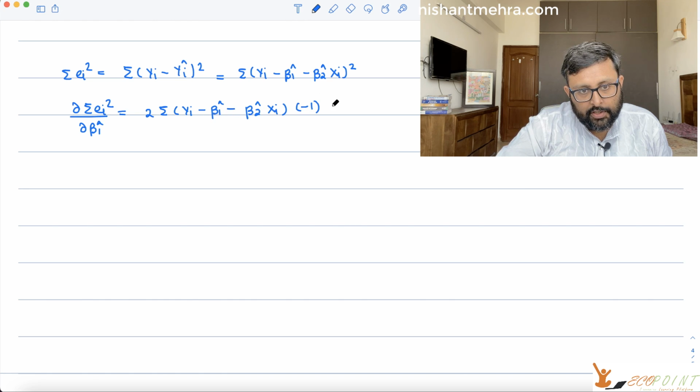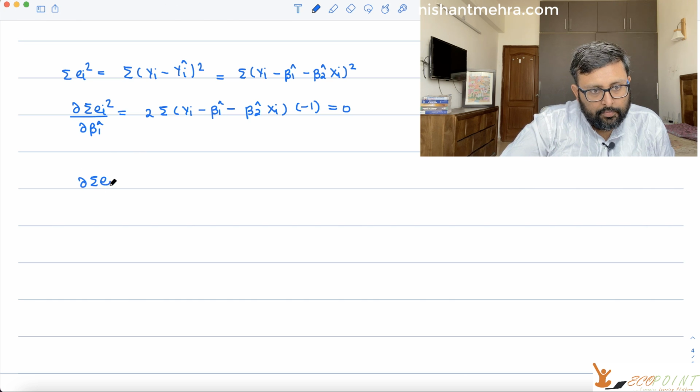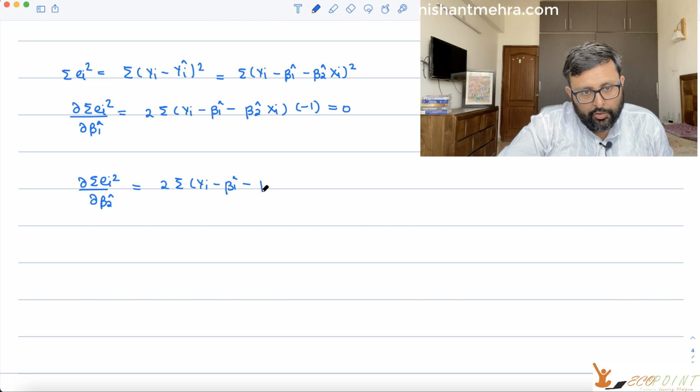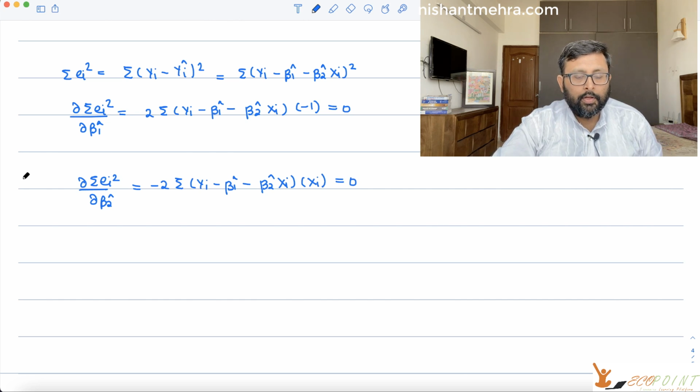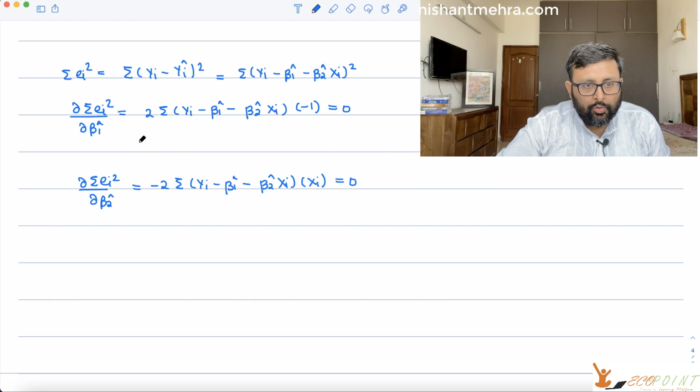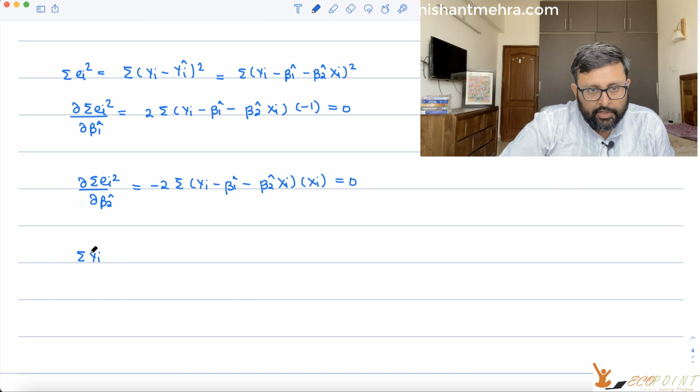When you minimize this with respect to beta 1 hat, there is going to be a minus 1 out here. Now you're minimizing this with respect to beta 2 hat, so it is going to be xi, and this also has a minus sign out here. Is this right, beta? So this minus 2 going there, it will become summation yi minus beta 1 hat minus beta 2 hat xi equals 0.